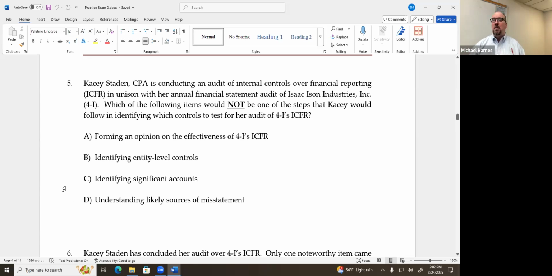Let's just say that you did not remember that, and you said, okay, I'm not 100% certain. A says, forming an opinion on the effectiveness of 4i's ICOFR. Would you form an opinion as part of identifying which controls to test? Or would you form an opinion after the controls that you're going to test have already been tested? Yeah. So this is not going to be a planning step. This is something that occurs after we've already identified the controls to test. So A is our answer.